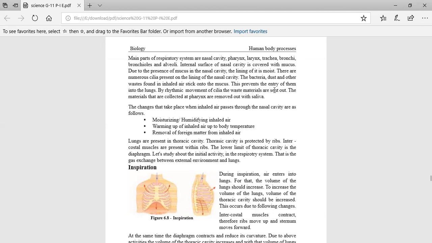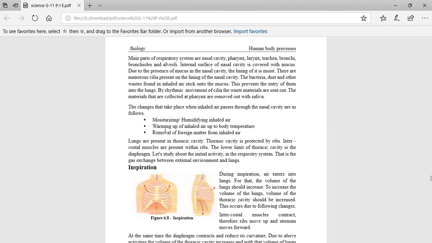This prevents them from entering the lungs by the rhythmic movement of the cilia. Waste materials are sent out. Right? The materials that are collected at the pharynx are removed with the saliva. Then in the nasal cavity, there are some functions.